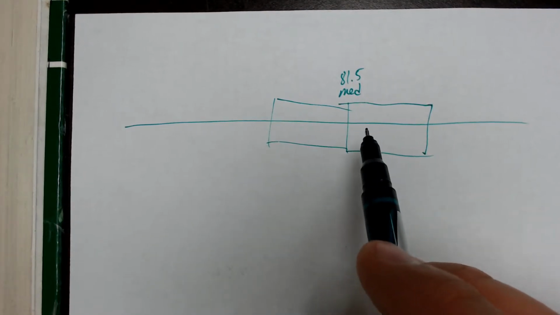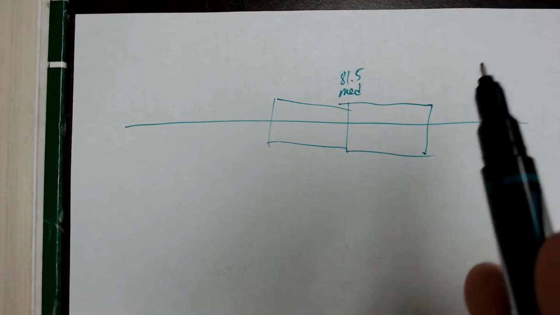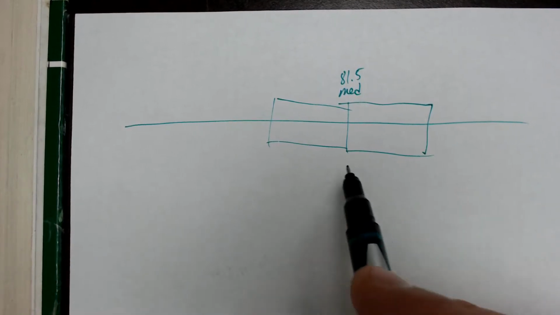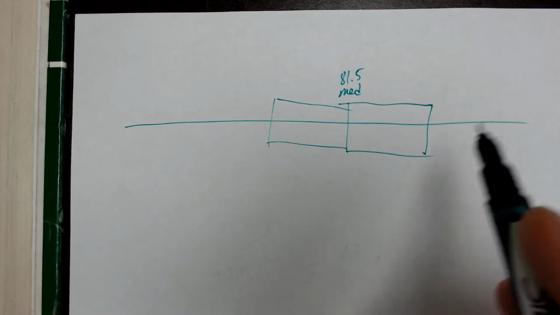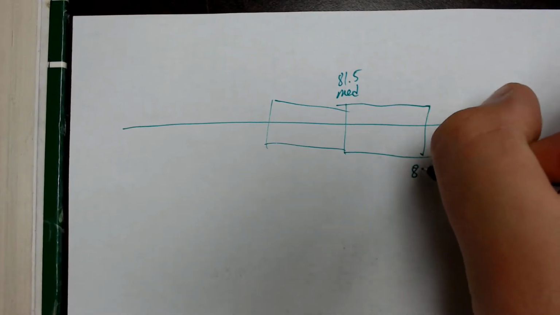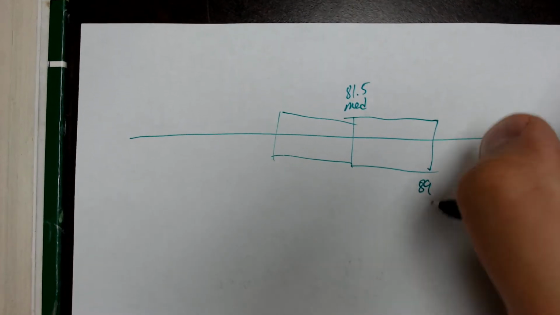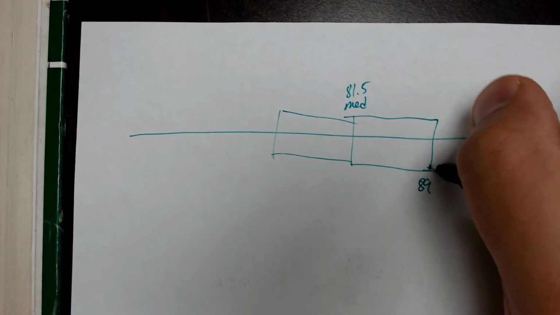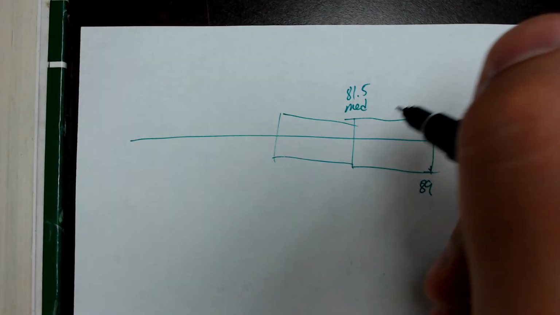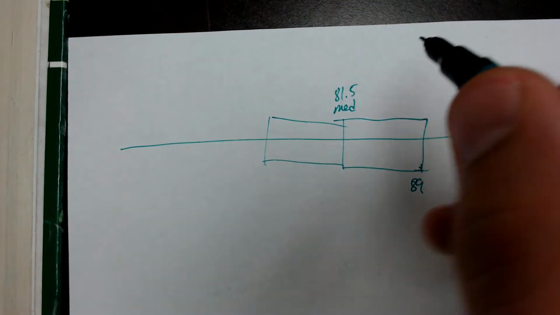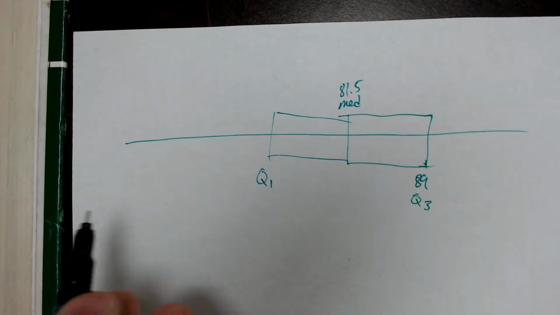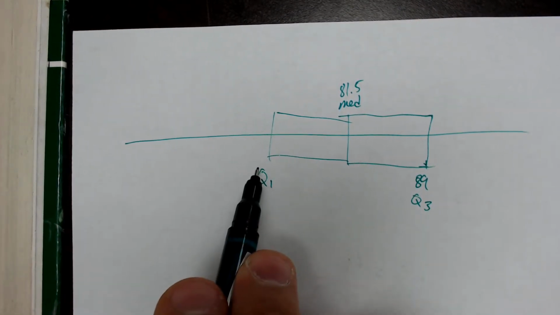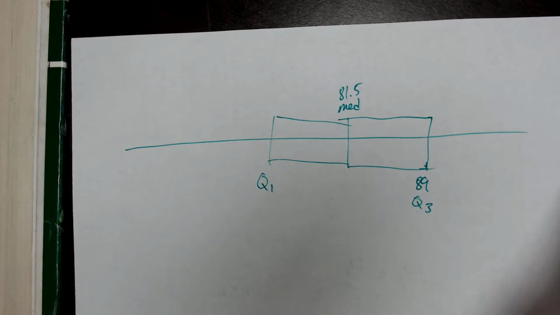Now, if we counted, since we take the 32 scores, we divide by 4, the next 8 scores to the right go all the way up to the score of 89, right? So that's 8 scores to the right, and that would be called the third quarter, right? So what we have here, we'll label this, we have Q1, Q3. So the scores are going to be broken into the first quarter, the median, the third quarter, and then the max, or the maximum, right?